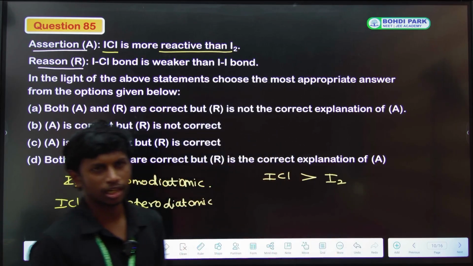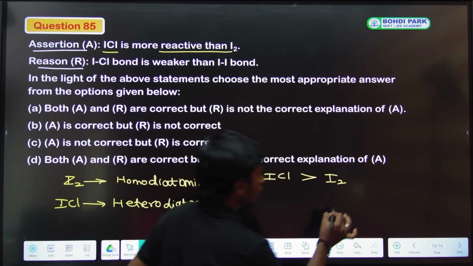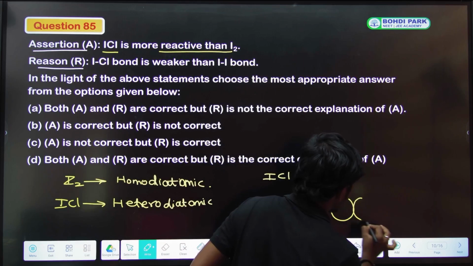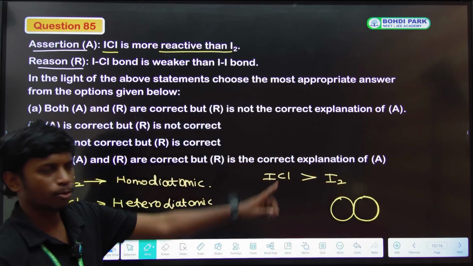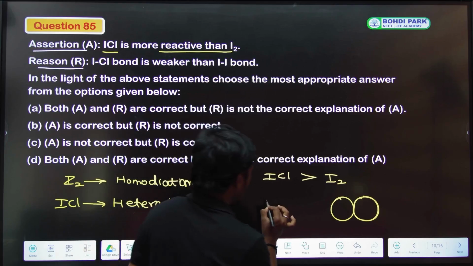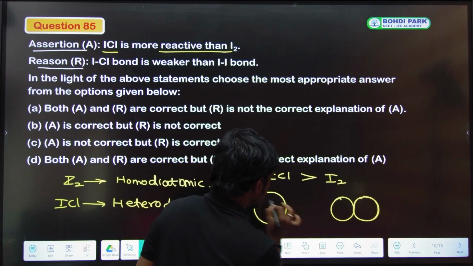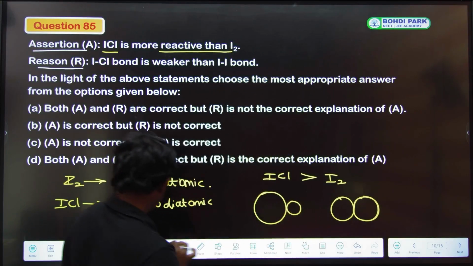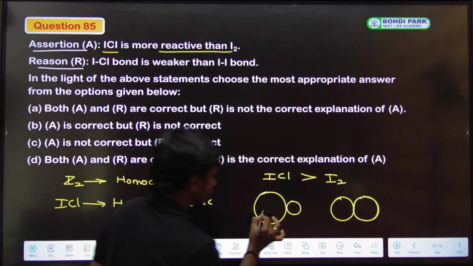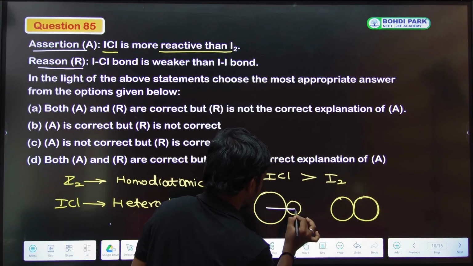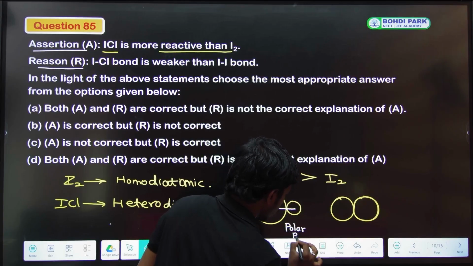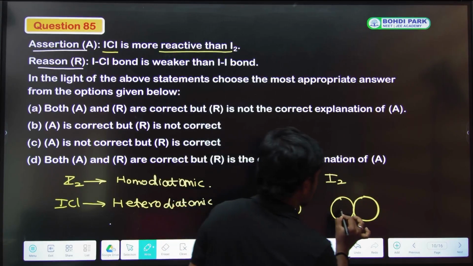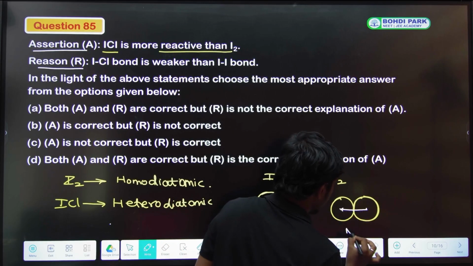This is a correct statement. Why is it so? Because both iodine atoms in I2 are the same size. Both the iodine atoms are similar in size. In ICl, the iodine atom is big but the Cl atom is very small. So because of the difference in size and the change in electronegativity, it leads to a polar bond. But here, the iodine bond is non-polar in nature.